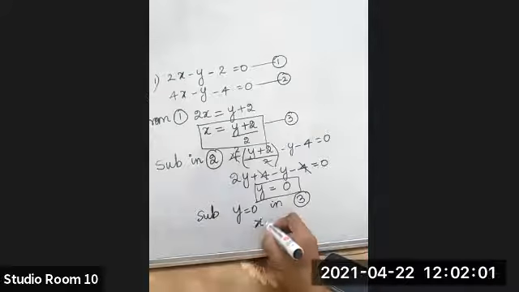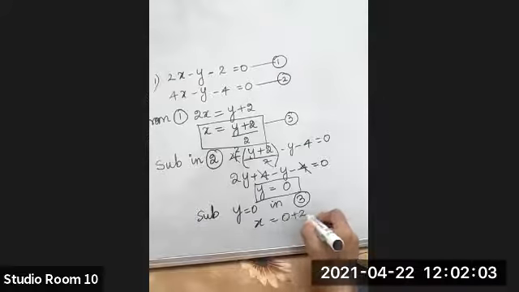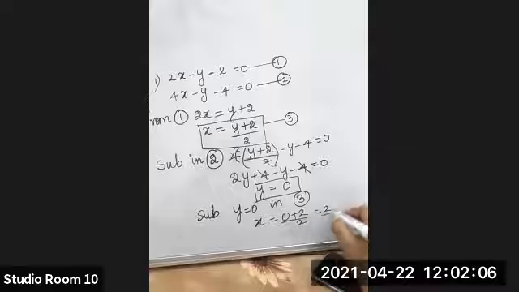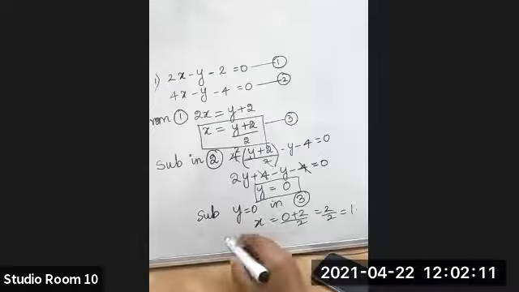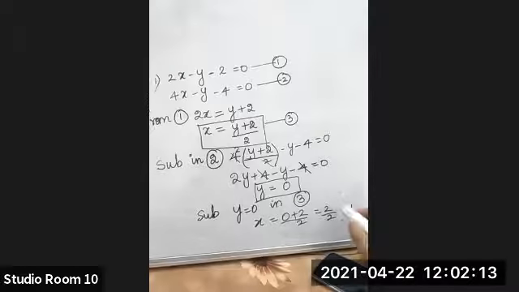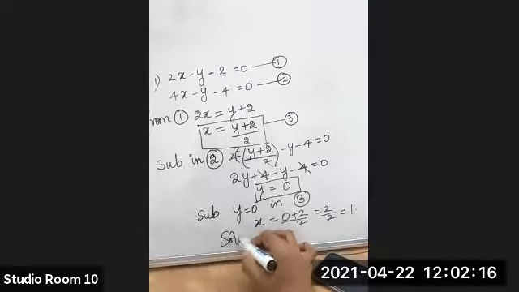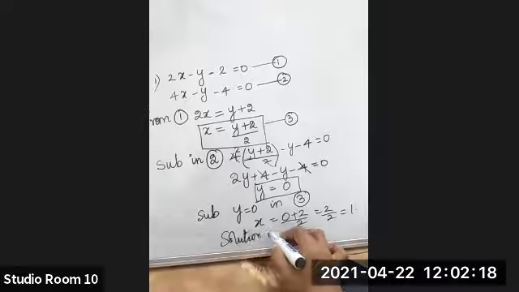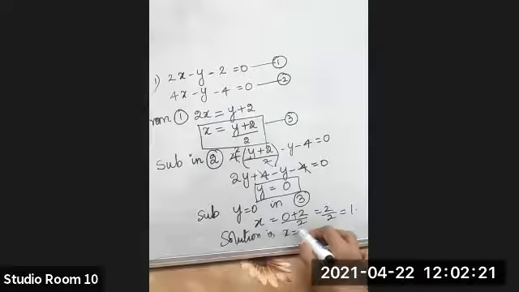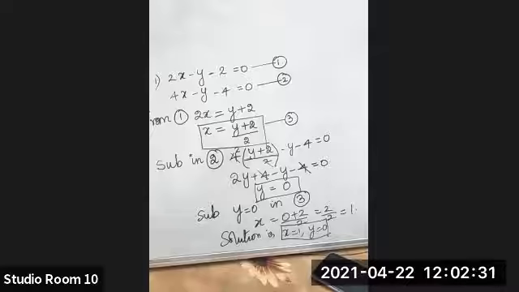When you put y is 0, what is x? 0 plus 2 by 2, which is equal to 1. So we are getting the x value as 1. Therefore, what is the solution? Therefore, the solution is x is equal to 1 and y is equal to 0.